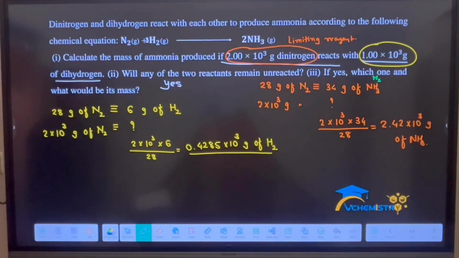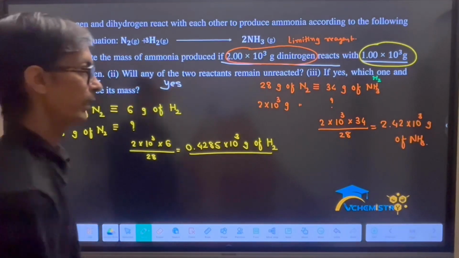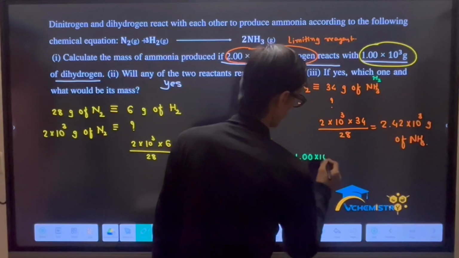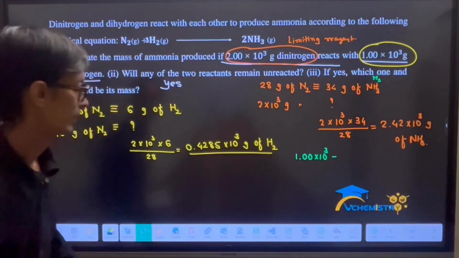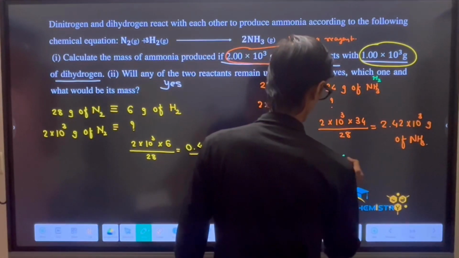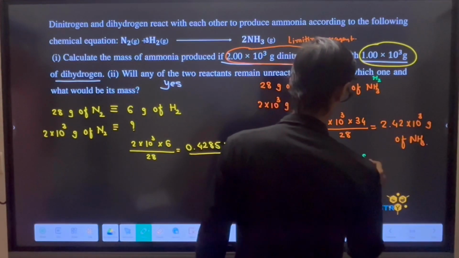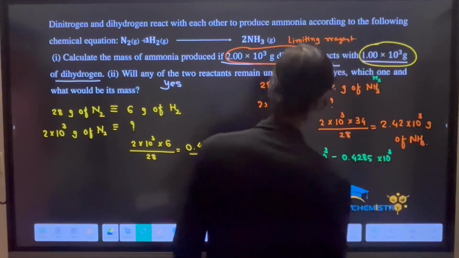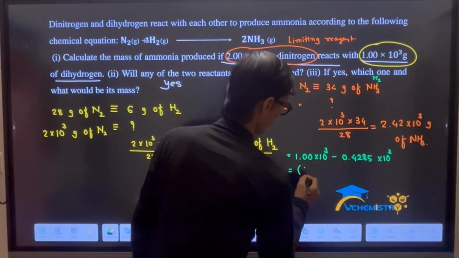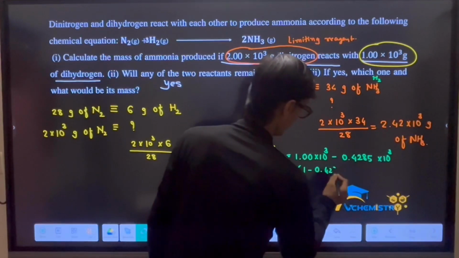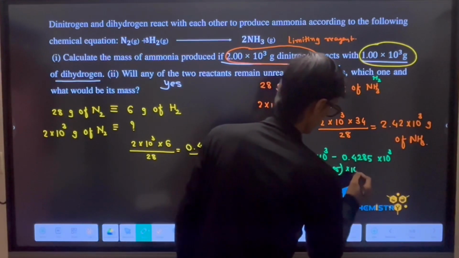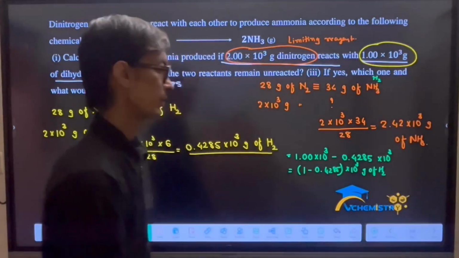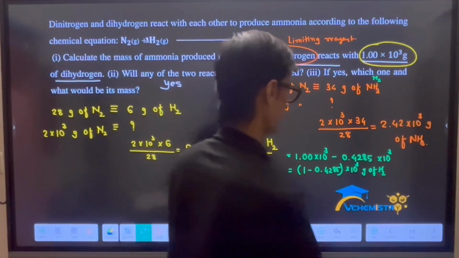And what would be its mass? That means how can we identify? Given 1.0 into 10 raised to 3 minus required 0.4285 into 10 raised to 3. Okay, so 1 minus 0.4285 into 10 raised to 3 gram of H2. Calculate it yourself and if possible write it down in the comment box.